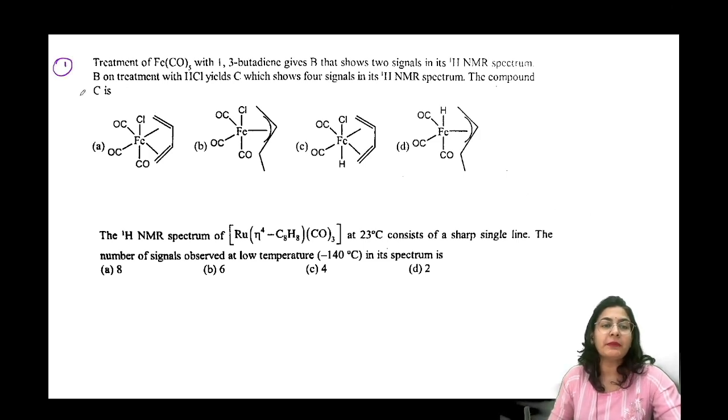First of all, I'm taking this question over here. Treatment of iron pentacarbonyl with 1,3-butadiene gives B that shows two signals in its proton NMR spectrum. B on treatment with HCl gives C, which shows 4 signals in the proton NMR spectrum. The compound C is... You have to stop the video and try it by yourself, because by now, after watching the video, I think you have enough knowledge to solve this.